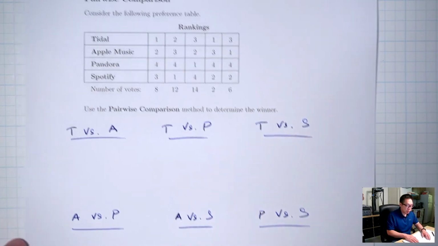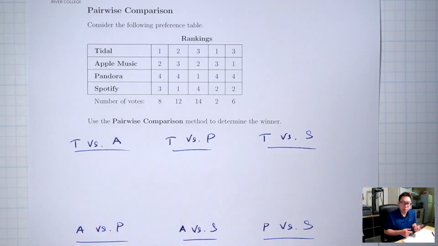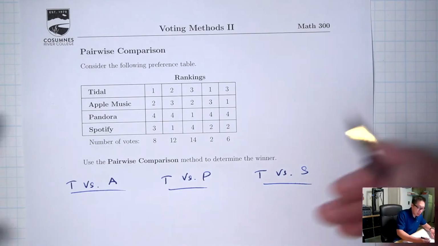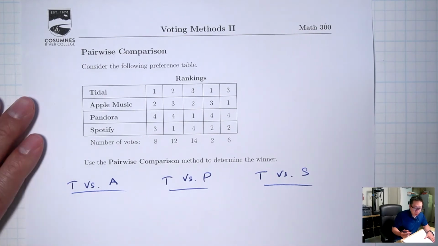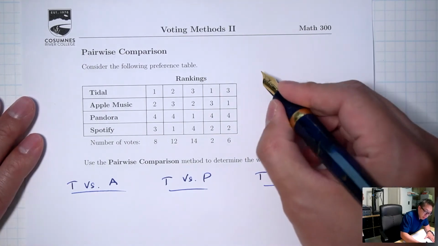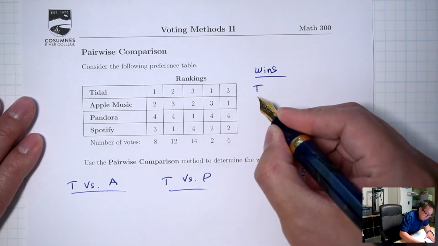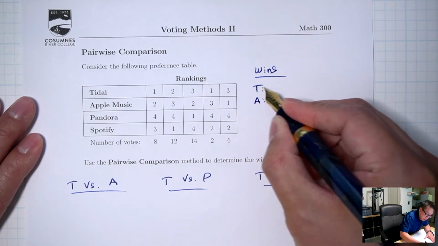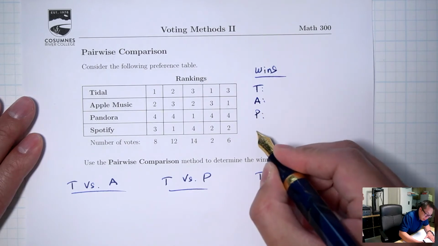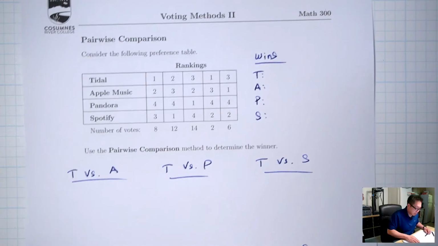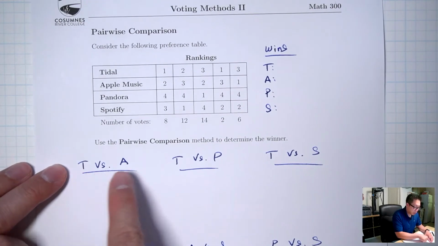What we're going to do is look at each one-on-one matchup and figure out who wins if they went one-on-one. And I'm going to keep track of how many wins each candidate gets. So here I'm going to keep track of the wins: Tidal, Apple, Pandora, and Spotify. All right. Okay, so Tidal versus Apple.